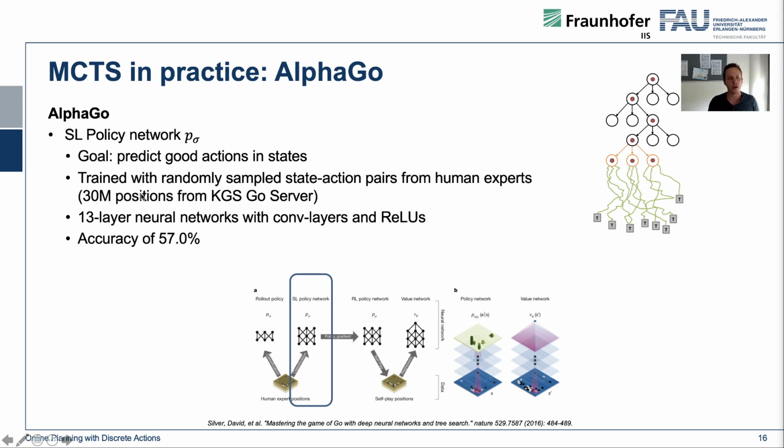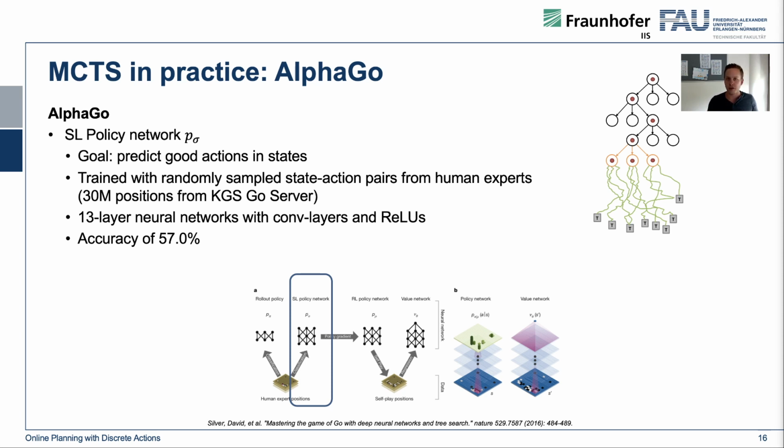It was something like 30 million positions from the Go server, and they ended up using a 30-layer neural network that uses conv layers and ReLUs, and they had an accuracy of 57% in selecting the correct action, which is already pretty amazing. However, it turns out that a 30-layer neural network is maybe not the best, because it takes a lot of time to do the forward pass.